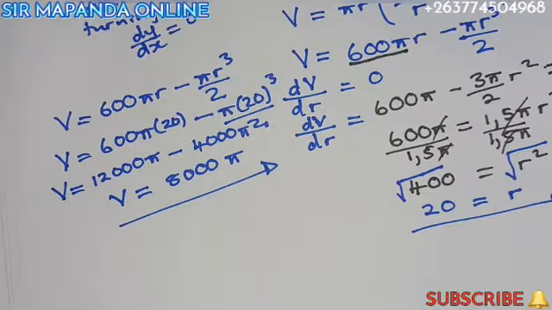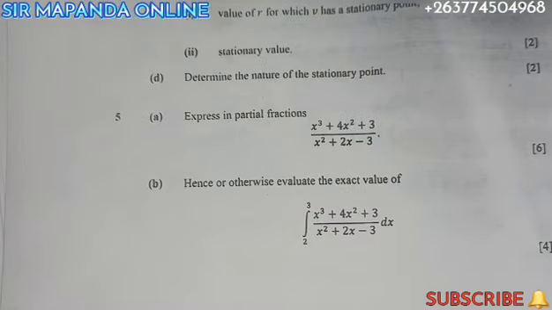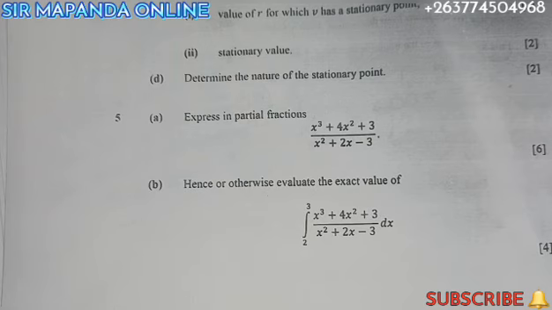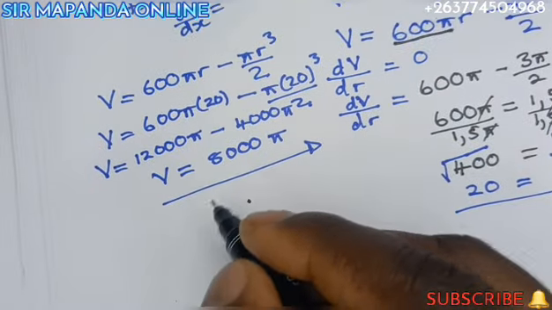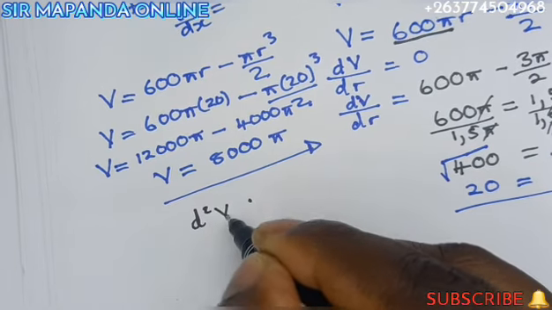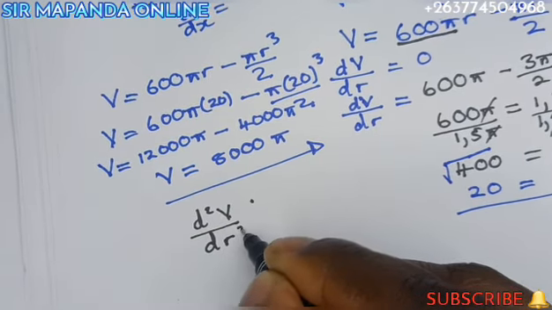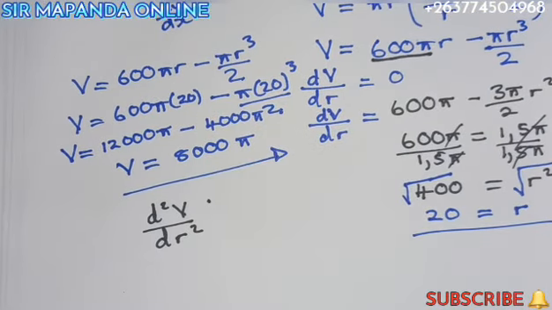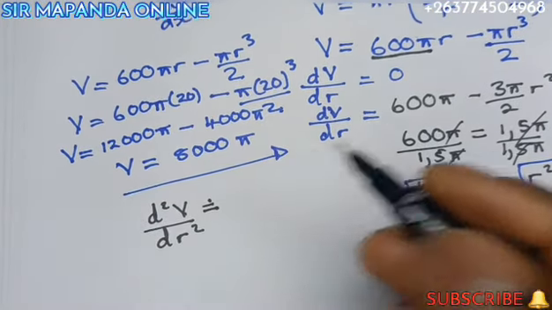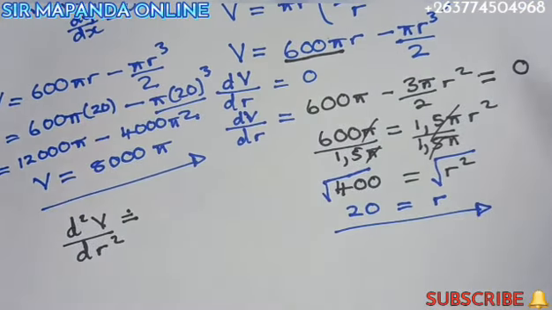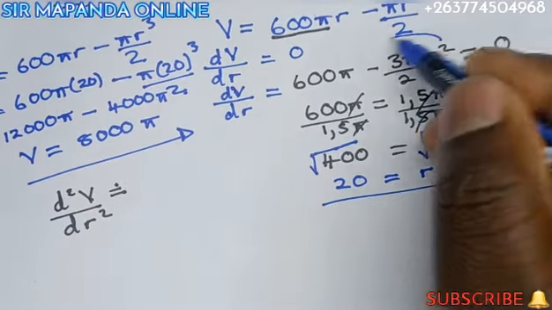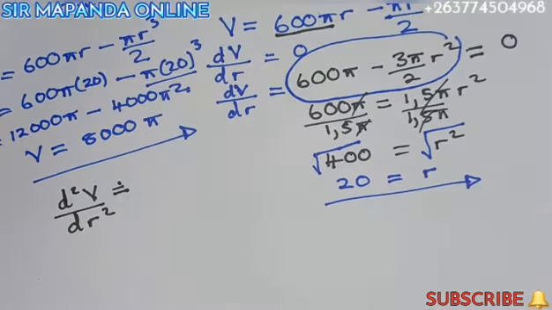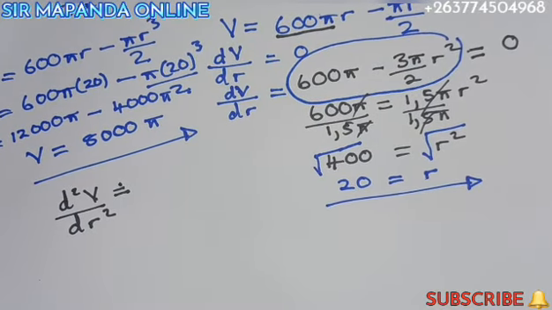We move on to part D of the question. It reads, determine the nature of the stationary point. So to determine the nature of the stationary point, you carry out what you call the second derivative. Right, so you are saying d squared V over dr squared, this is what we call the second derivative, is equals to, right? Remember, after carrying out the first derivative, which is dV over dr, we got 600 pi minus 3 pi over 2 r squared.